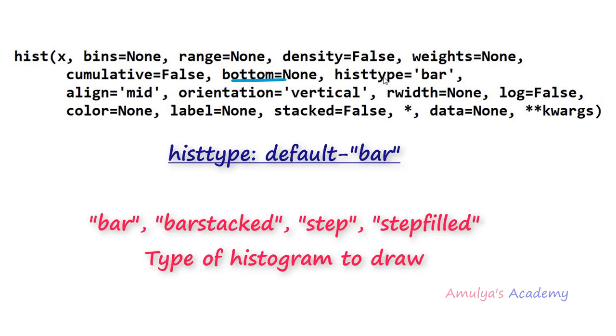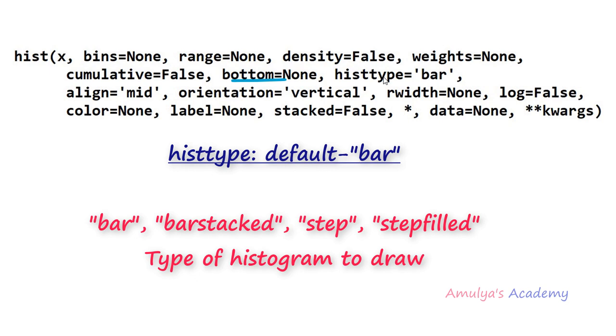So the next parameter is histtype. The default value is bar. This parameter allows us to select the type of histogram you want to draw. So here histtype is bar, that is the default value. Other than this, you can take barstacked, step or stepfilled. If bar is taken, then it will draw the data using bars.